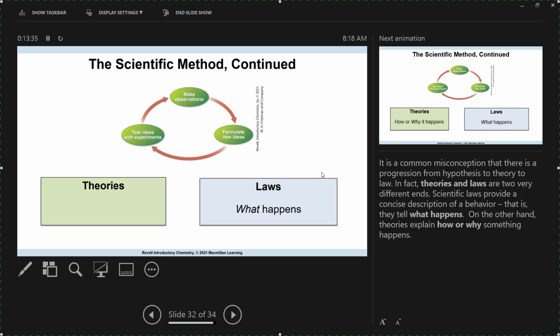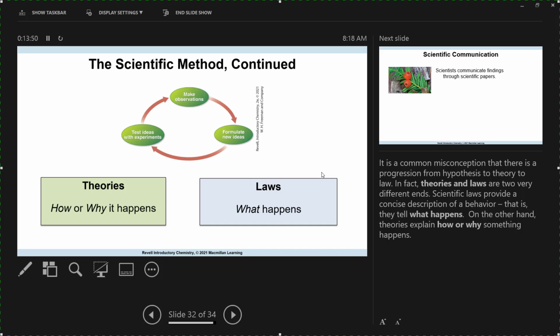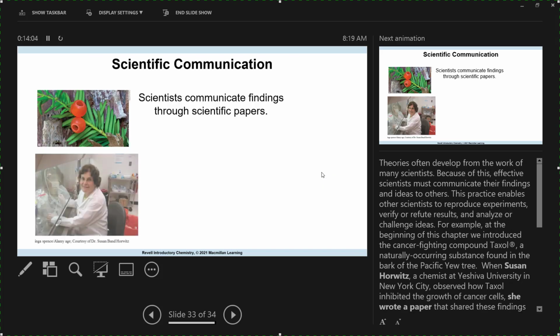Okay, so don't worry about this too much. I'm not going to test you on theories and laws of science, but the laws really explain what happens. Mass is conserved in a chemical reaction. The theories, how or why it happens, they tend to be a little bit more specific, and then the laws tend to be more overarching descriptions. All right.